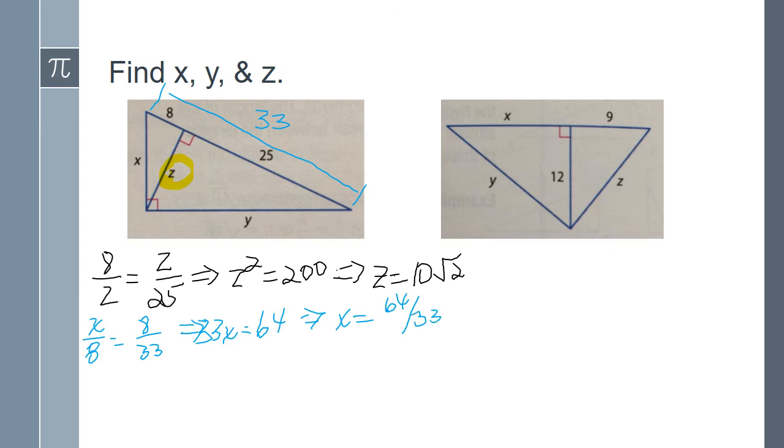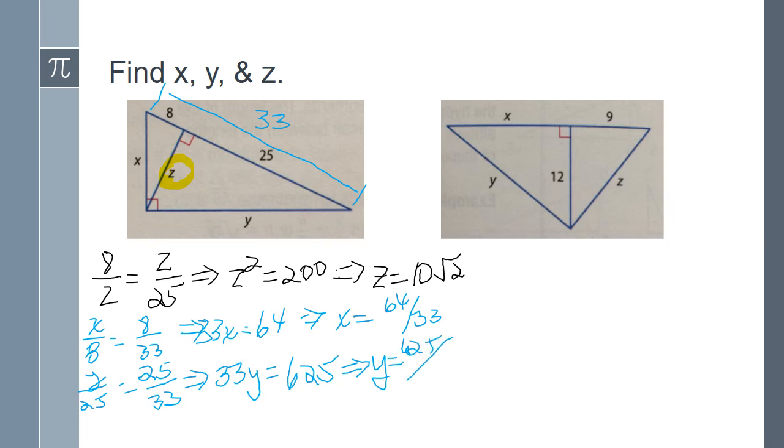Now we're going to solve for y. So y over 25 equals 25 over 33. Again, 33y equals 25 times 25, what does that come out to? 625. So y is equal to 625 over 33. Okay.